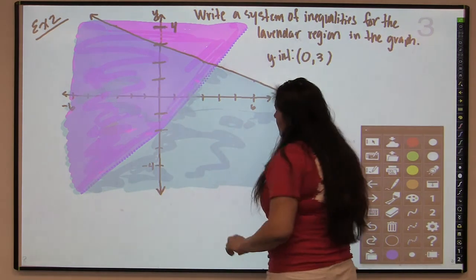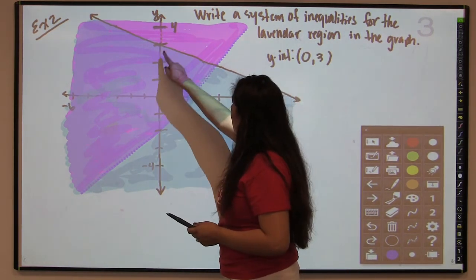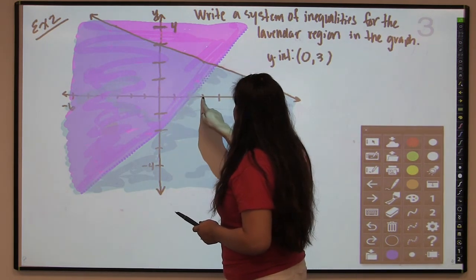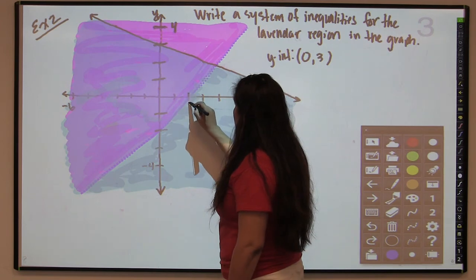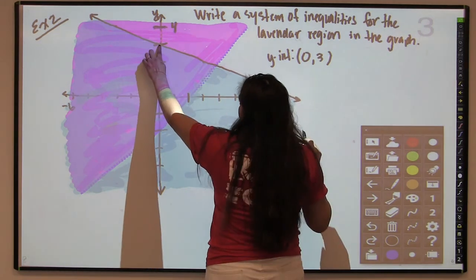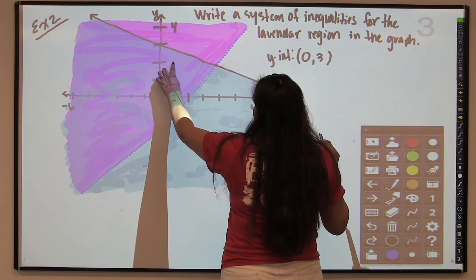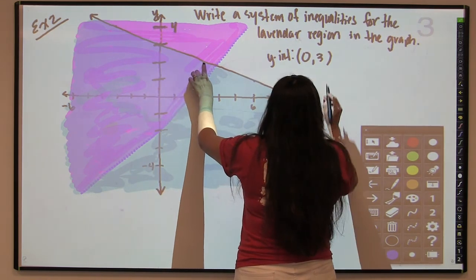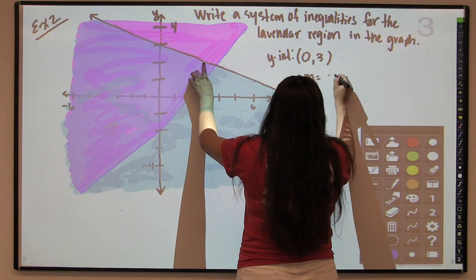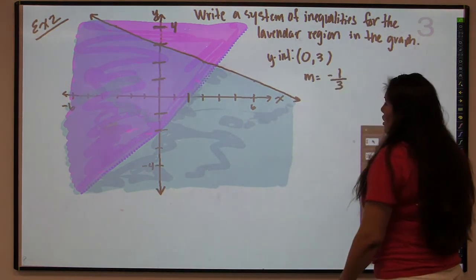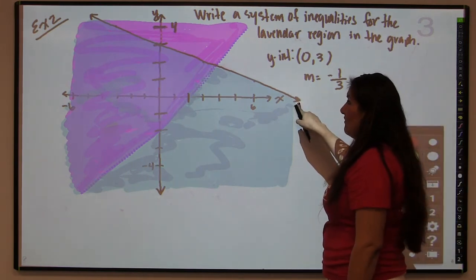And if I use slope, I can go down 1, and I have to go over 1, 2, 3 units before I am actually on the line. So again, starting here at my y-intercept, I go down 1, and over 1, over 2, over 3. So that tells me that my slope is -1/3. Okay? I know that the line is solid, so it's going to have an equal to.